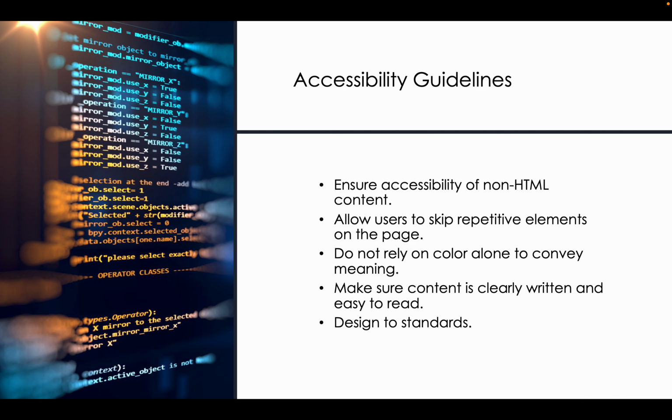Do not rely on color alone to create meaning. You have to use specific wording and syntax and text to create meaning, because not all readers are going to be able to pick up on the colors that you're using for several reasons. Maybe they're visually impaired, maybe they are colorblind, or maybe that color means something different in their culture than it does in yours. Make sure all of your content is clearly written and easy to read. And lastly, think about what are the industry standards in the industry in which you're creating this technical document, and design to those standards.